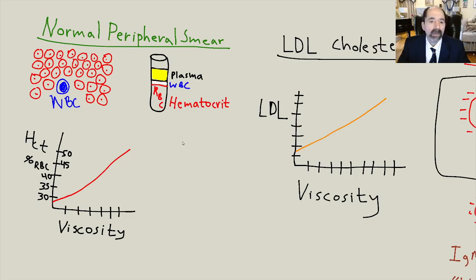Okay, next thing is LDL cholesterol. This is a graph of LDL cholesterol versus viscosity. The higher the LDL cholesterol, the higher the blood viscosity. And that's because LDL sticks red blood cells together. We're going to go over the mechanism of that on the next slide, but that's a key thing to know because people say, oh, cholesterol, what does that have to do with atherosclerosis and blood clotting? It has a lot.